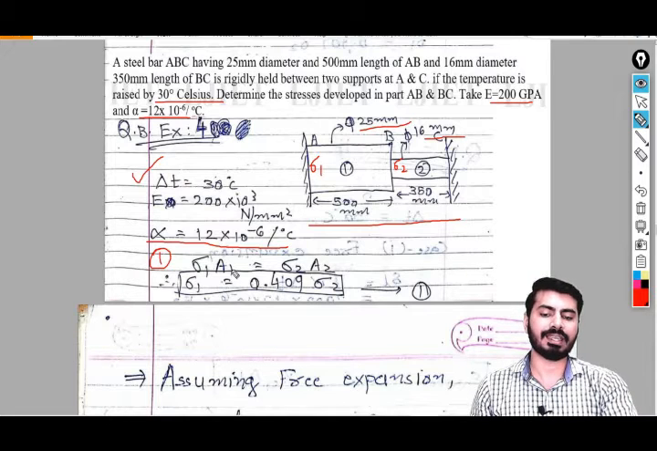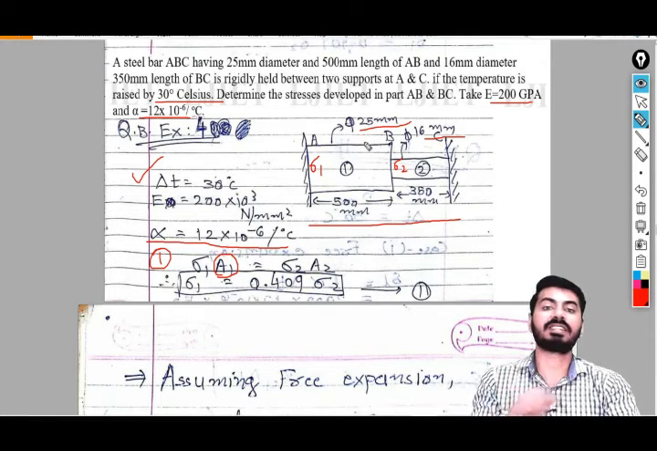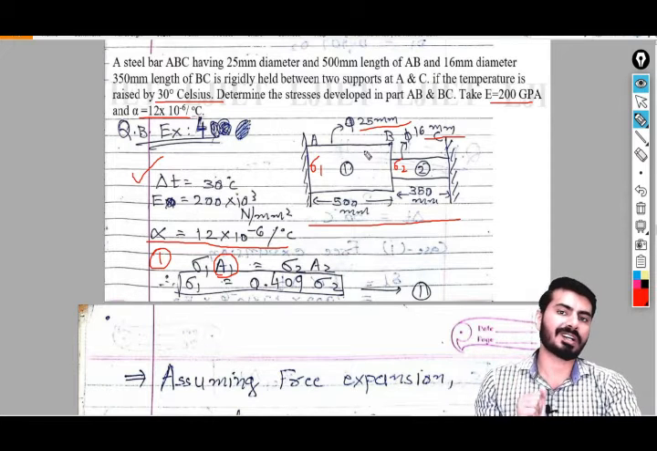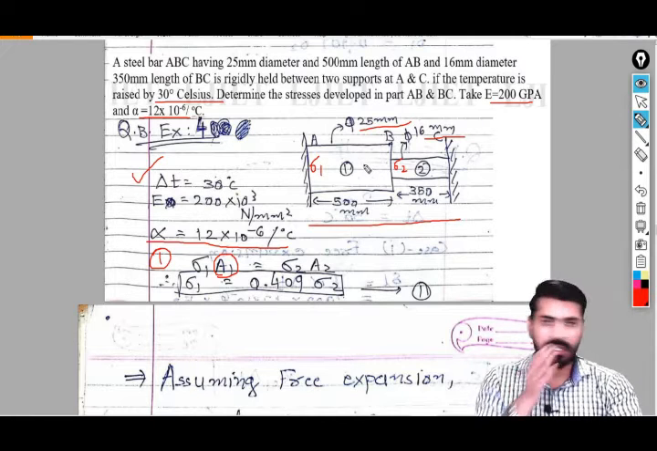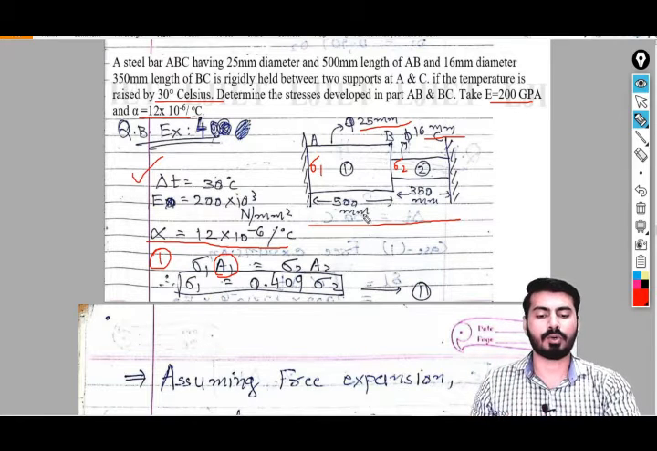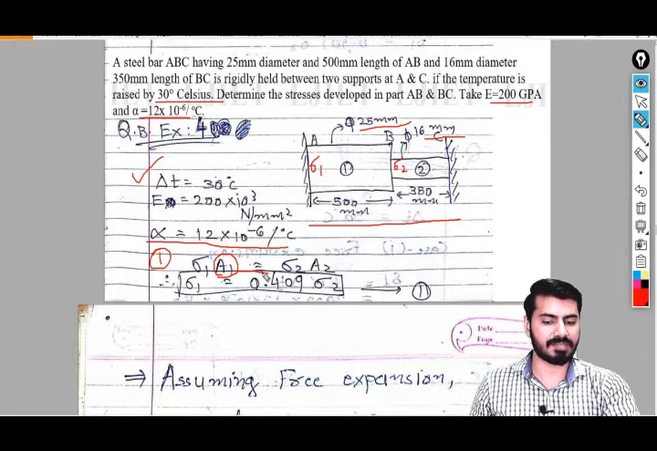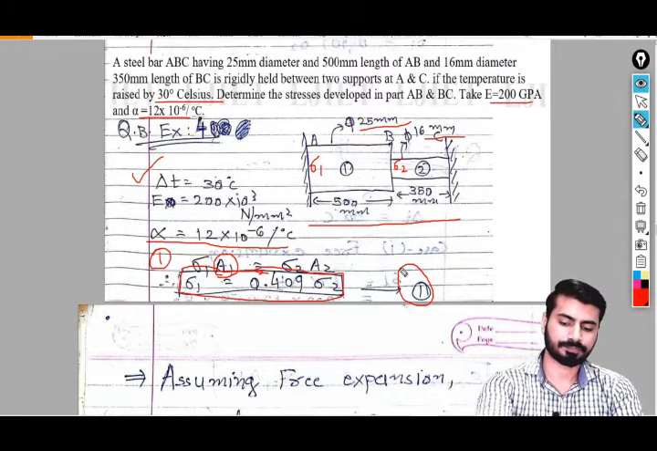So A1 can be calculated from the diameter of the first part. As the diameter is provided, we are assuming that its cross section area will be circular. So for a circle, we can use the equation pi by 4 d square. Diameter d is provided as 25. Similarly, A2 can be calculated as pi by 4 d2 square, that is 16 square. So both the area values are provided, and if you cross multiply these areas and simplify, then you can find the relation between sigma 1 and sigma 2. That will be our equation number 1. Okay, so this is our equation number 1.